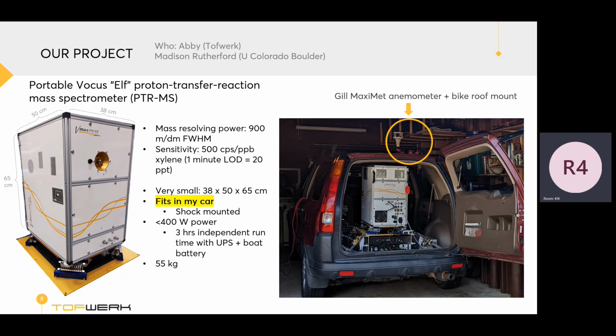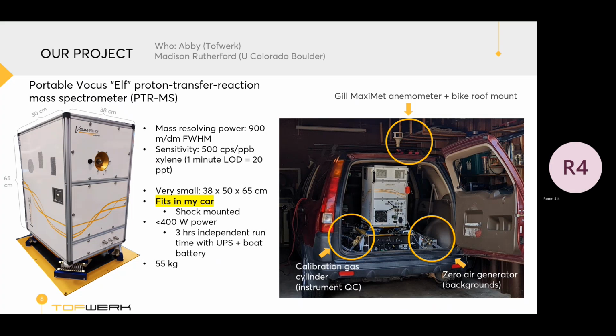So this is my 2002 Honda CRV. And here it is parked in my garage. I put together this mobile laboratory that cost significantly less than $1.5 million. I like it. I've got a sonic anemometer that I attached to the bike track mount on my roof. Zero air generator.